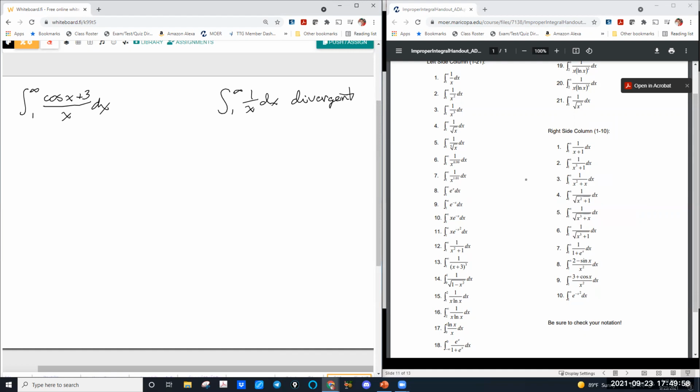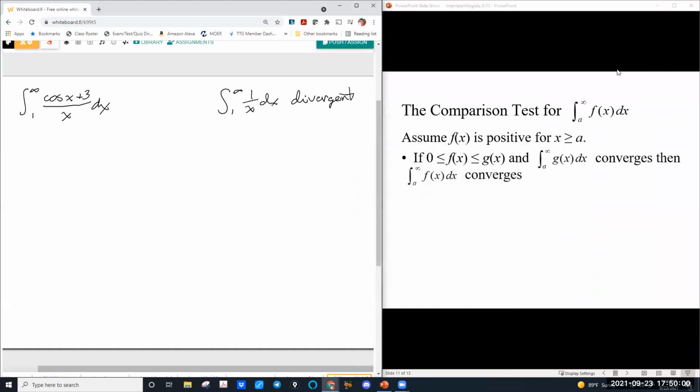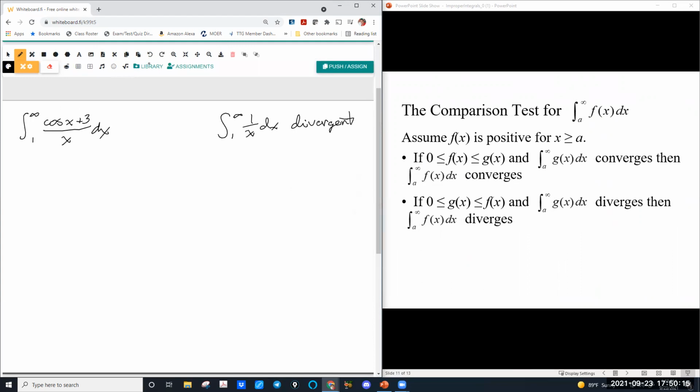All right. Now remember, for divergence, I can only test for divergence. G is my known one. This is my g of x from this slide. This is basically my f, okay? So I can only test for divergence, and I must show that f is bigger than g.